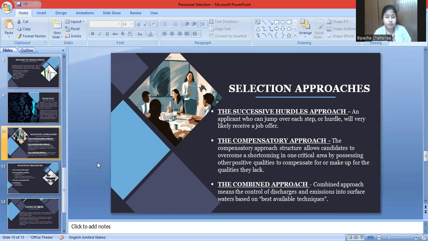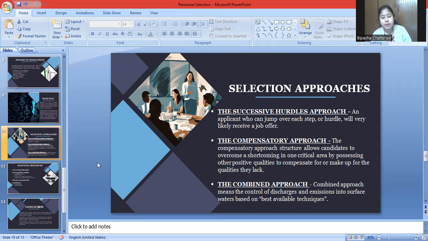All right, now when we are talking about the selection process, there are three approaches which we often use while we are planning out the whole selection procedure. Like the successive hurdle approach, that is one approach where an applicant who can jump over each step or hurdle will very likely receive a job offer.